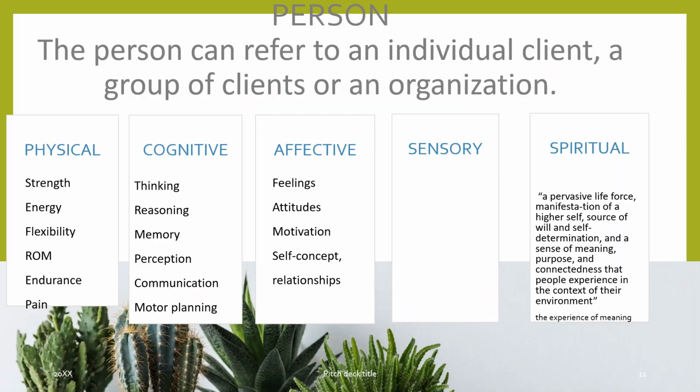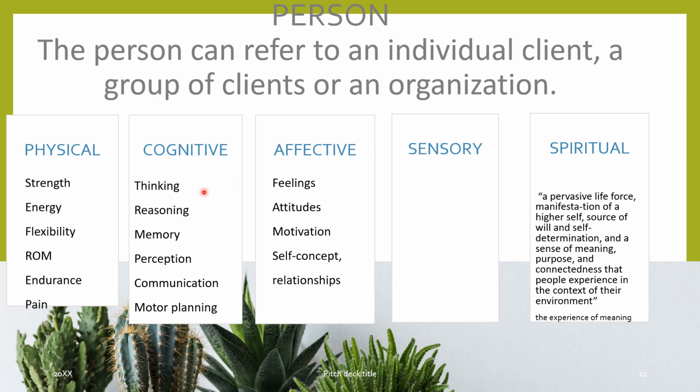Okay, we're going to break down the person a little bit. And the person, like I said, can refer to an individual client, a group of clients, or an organization. And these are the constructs below a person, or how to divide the person up: physical, cognitive, affective, sensory, and spiritual. And so your physical constructs could be a person's strength, their energy, flexibility, range of motion, endurance, pain.